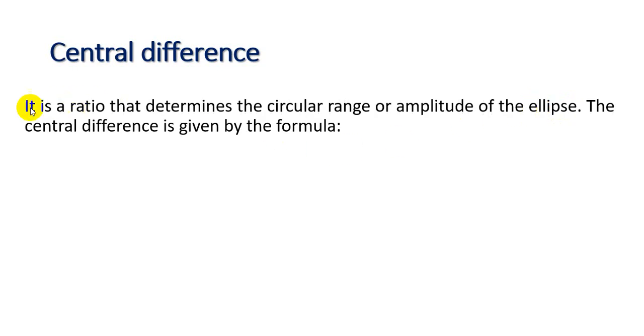Let's see the eccentricity. The ratio determines the circularity or flatness of the ellipse. The eccentricity is given by the formula e equals F over A, and this ratio goes from 0 to 1. 0 means a circle, and 1 means the ellipse will be very long and B will diminish, or become very small.